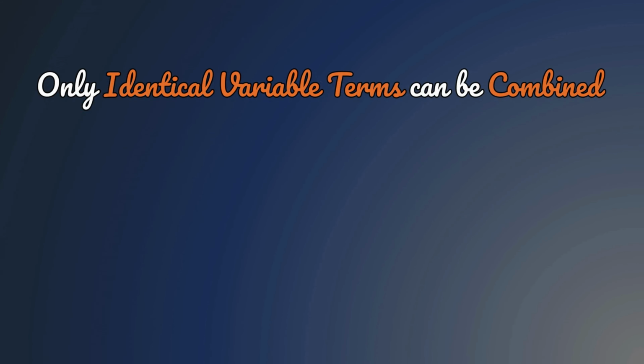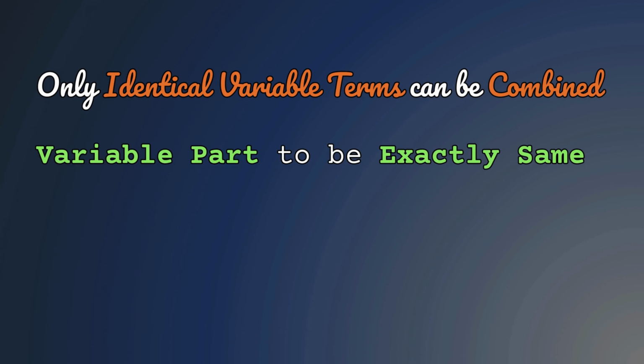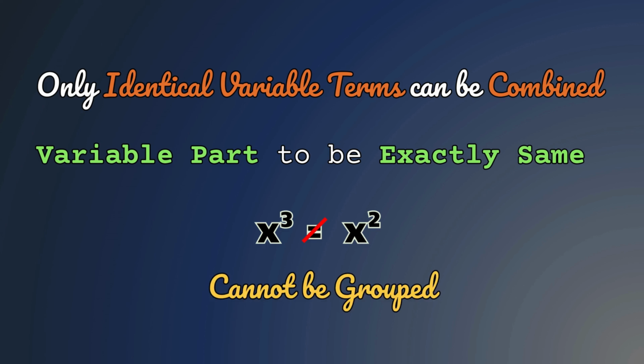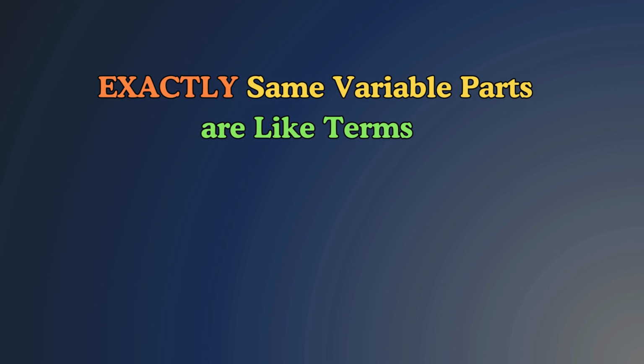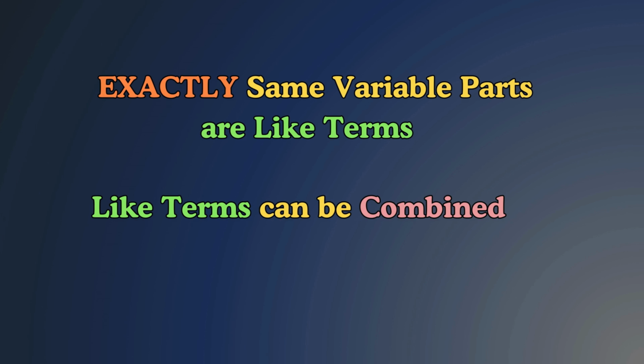Therefore, it is super important that variable parts of a term have to be exactly the same in order to combine them. If the variable parts are different, like x cubed and x squared, then they represent different things. So we can't group them into a single term the way that we can if the variable parts are the same. So far, we have learned that if two terms in a polynomial have exactly the same variable part, then we call them like terms, and we can combine them into a single term to simplify the polynomial.